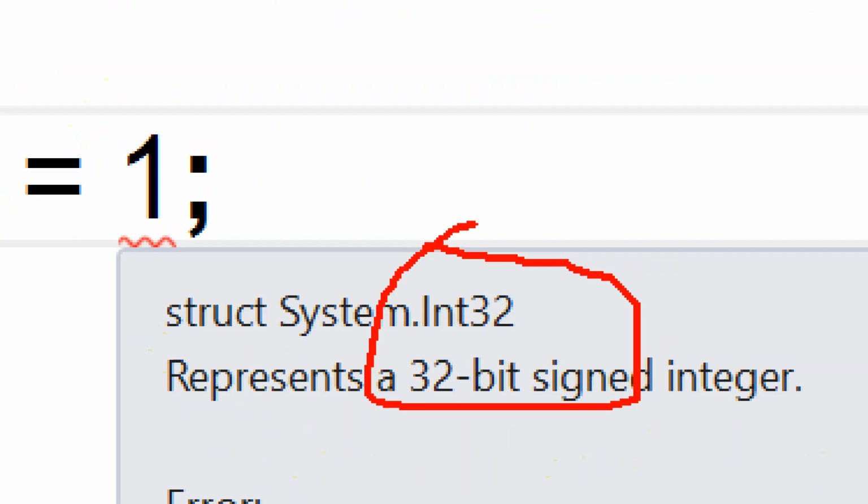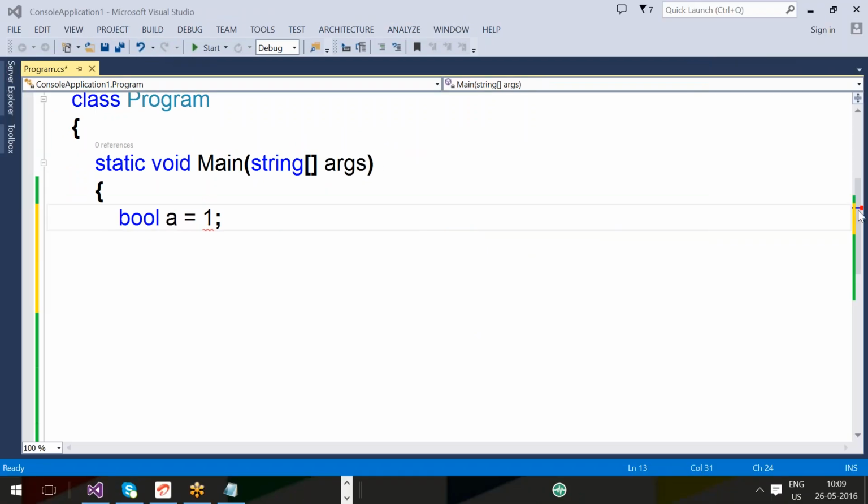It can contain only either true or false. True will be stored in memory as binary one, but you can't assign one here. You have to assign only true or false. That is the story about this, and the base type is System.Boolean.